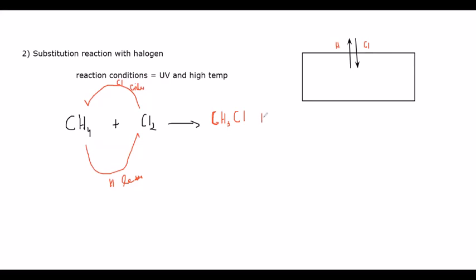And then what will be the product? Because we are left with one chlorine and one hydrogen, hydrogen reacts with chlorine. What will it form? It will form HCl.